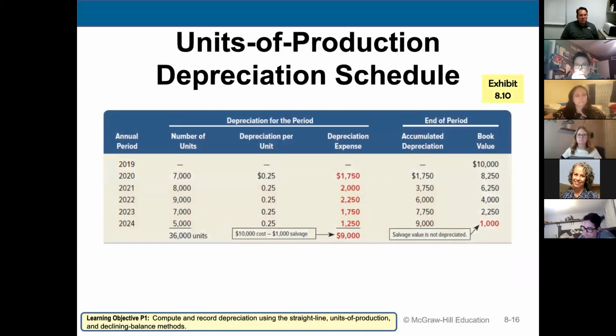So there's our depreciation schedule. You'll see that here they have different number of units each year, but it's the same depreciation per unit. We just multiply the number of units times depreciation per unit. That tells us how much depreciation expense we have in a given year. And then remember, accumulated depreciation is just any depreciation from previous years plus the depreciation from this year gives us our total accumulated depreciation. And our book value is our cost less our accumulated depreciation. So that's the units of production method.